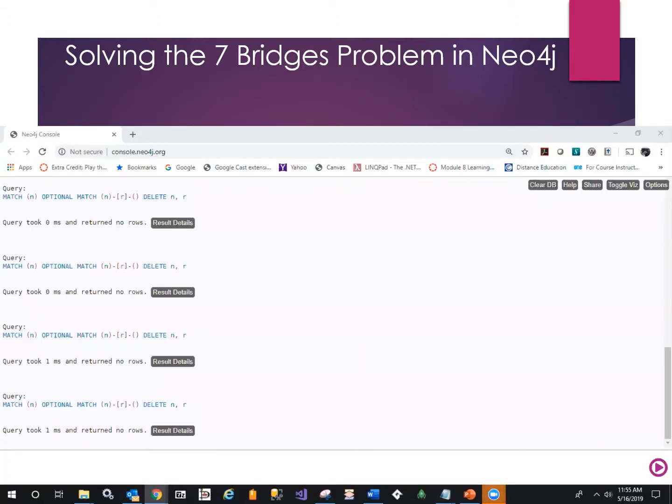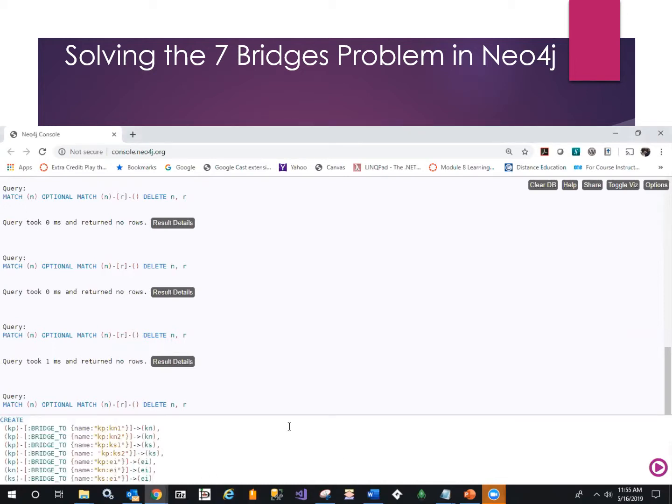Let's solve the seven bridges of Königsberg problem using some code provided by Ian Robertson, and you can look this up on the web if you're interested. Here I've got the Neo4j console open, and let's start by creating the bridges and the situation. So we'll paste that in, and you can see here that we're creating each of the bridges.